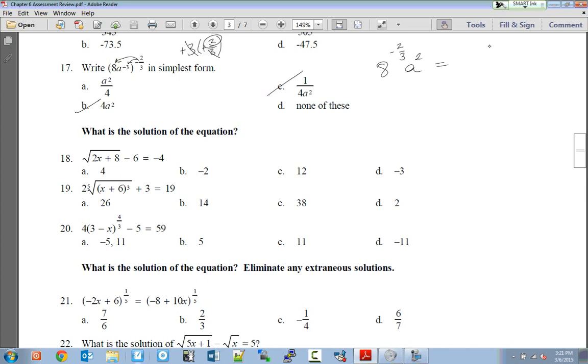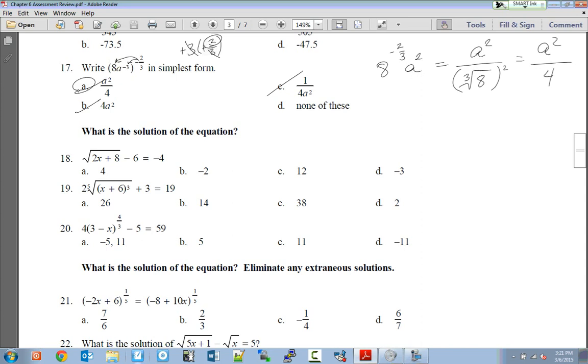So now let's turn this around like it's supposed to be. This is going to be the cube root of 8 squared. So it's going to be A squared over, what's the cube root of 8? 2. 2 squared is 4. So it's A squared over 4.